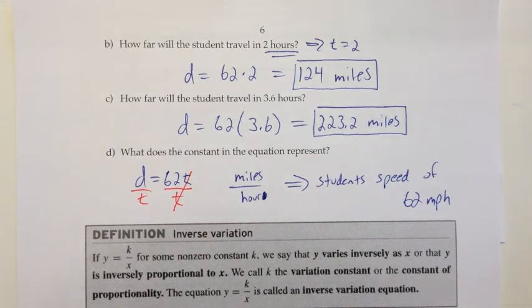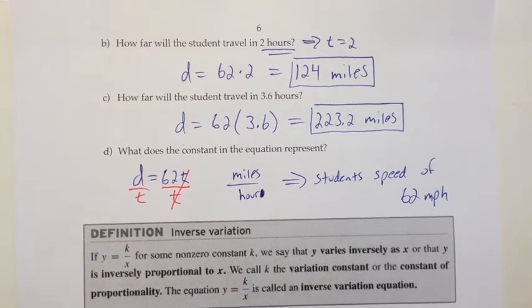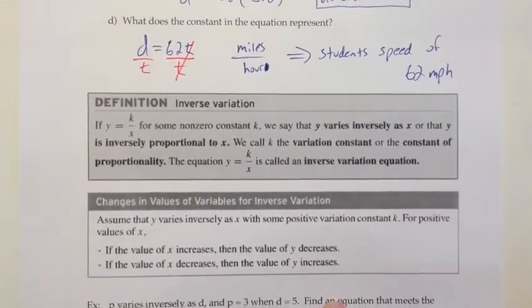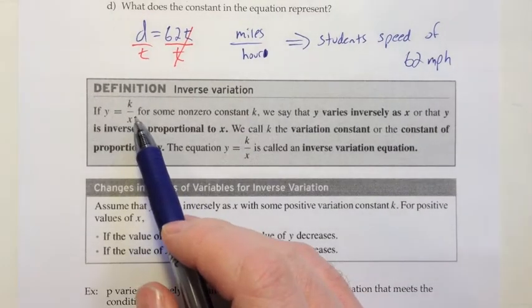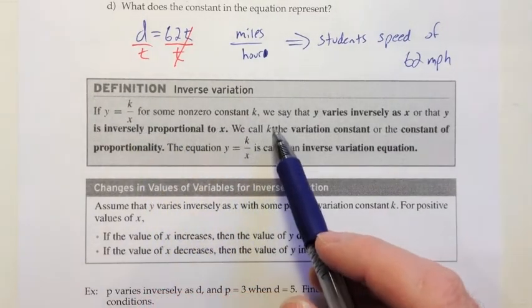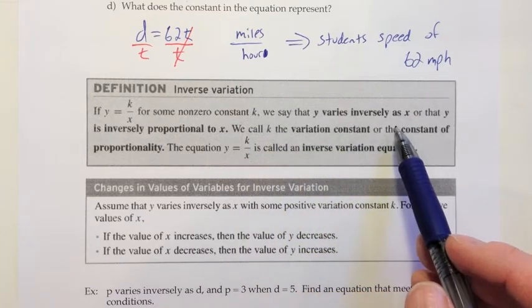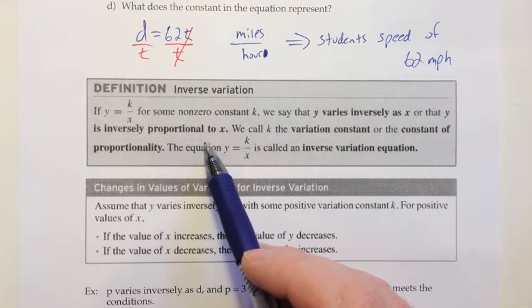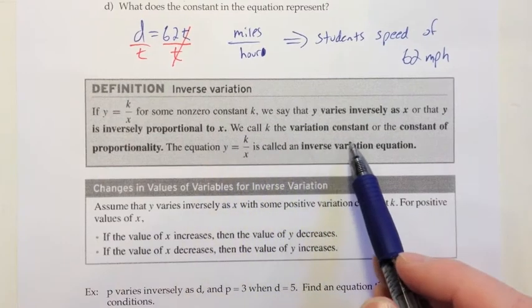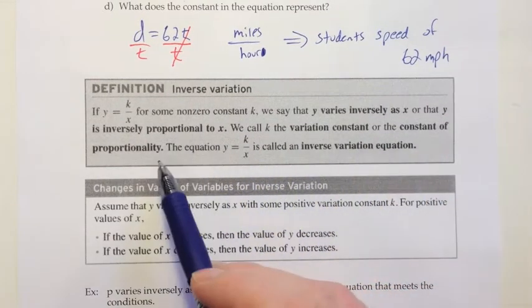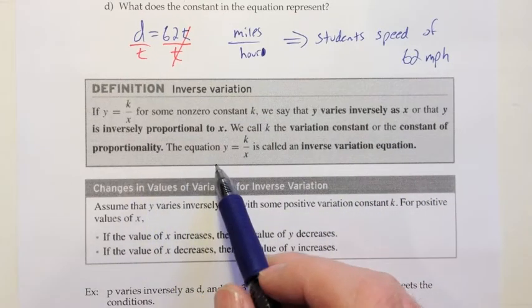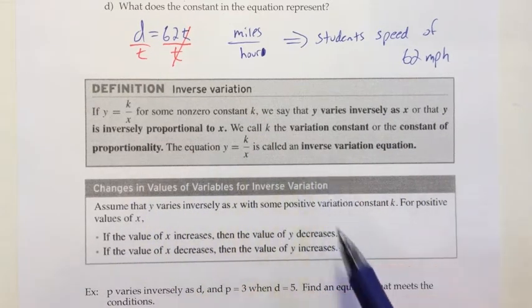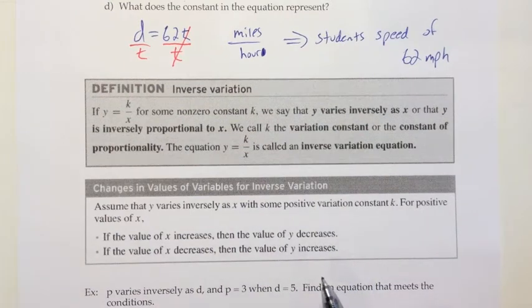Alright, so we just finished up looking at direct variation, and now we're going to look at a new idea called inverse variation. So let's go ahead and look at the book's definition of that here. Inverse variation: if y equals k over x for some non-zero constant k, we say that y varies inversely as x, or that y is inversely proportional to x. And we call k the variation constant, or the constant of proportionality. And the equation y equals k over x is called the inverse variation equation.